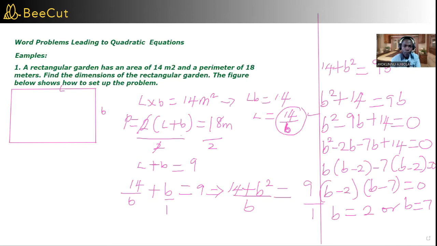Okay, so here now, what we have is 2 and 7. Either the breadth is 2 and the length is 7, or the breadth is 7 and the length is 2. But the shorter one should be the breadth. So the breadth is 2 and the length is 7, because 7 times 2 gives us 14 for the area, and 2 times (7 plus 2) gives us the perimeter. So that means our length is 7 meters and our breadth is 2 meters. So that's how to go about that question.